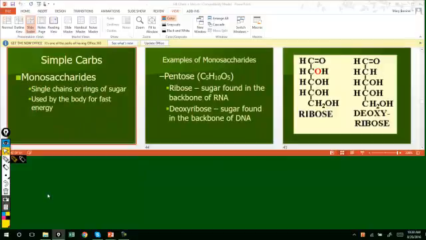The simplest carbohydrates are called monosaccharides, and they're considered simple because they're one piece of sugar. They're chains or rings of sugar, and they're good for really fast energy because they're easy for us to break down and harvest the energy out of those bonds. Some good examples of those are sugars like pentoses. See that they have 5 carbons, so then they have 10 hydrogens and 5 oxygens. That follows that general formula we discussed. 2 good examples of pentoses are ribose and deoxyribose.